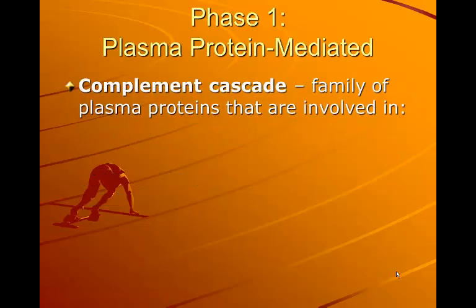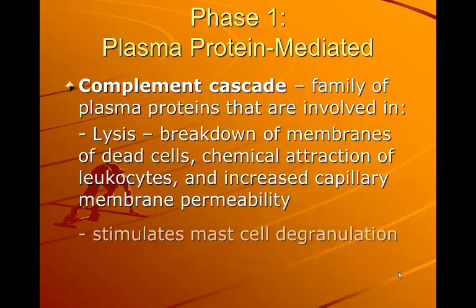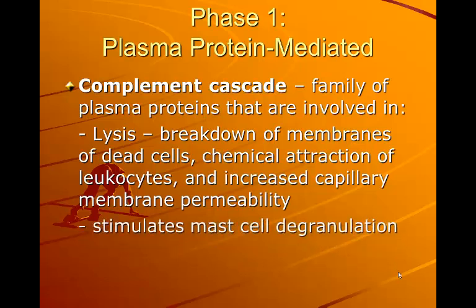Complement cascade. A family of plasma proteins that are involved in lysis, which is the breakdown of membranes of dead cells, chemical attraction of leukocytes, and increased capillary membrane permeability. It also stimulates mast cell degranulation.